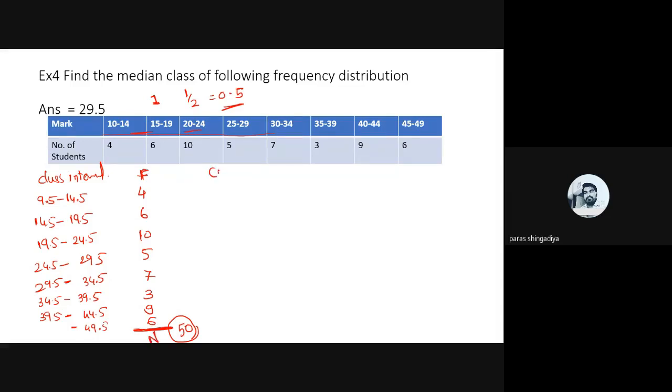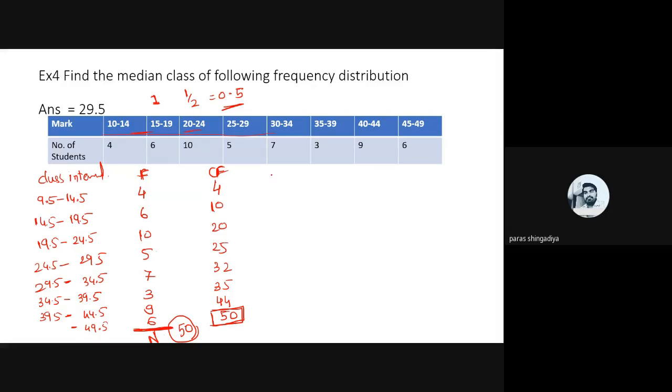And now check the CF. So CF will become 4 as it is here, 4 plus 6 is 10, 10 plus 10 is 20, 20 plus 5 is 25, 25 plus 7 is 32, 32 plus 3 is 35, 35 plus 9 is 44, and 44 plus 6 is 50. So the last answer of the CF should match the total frequency.